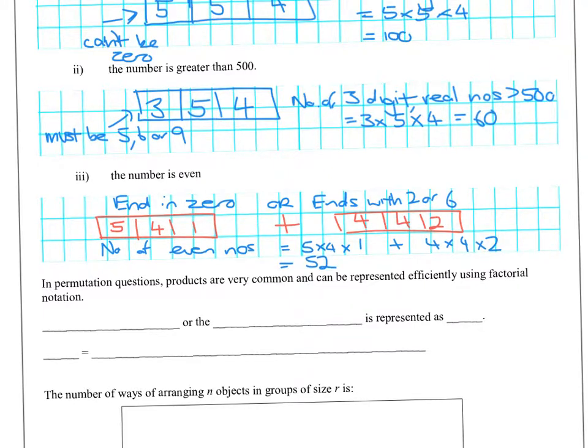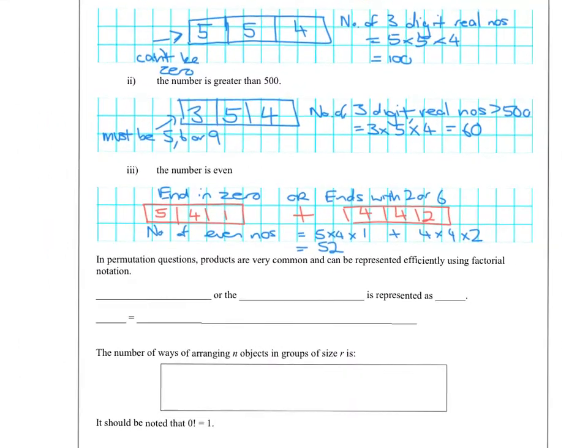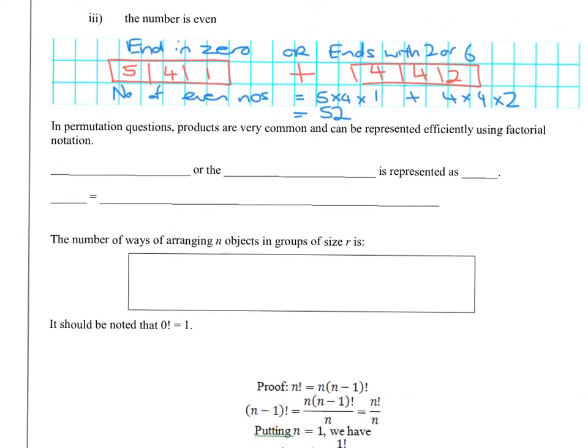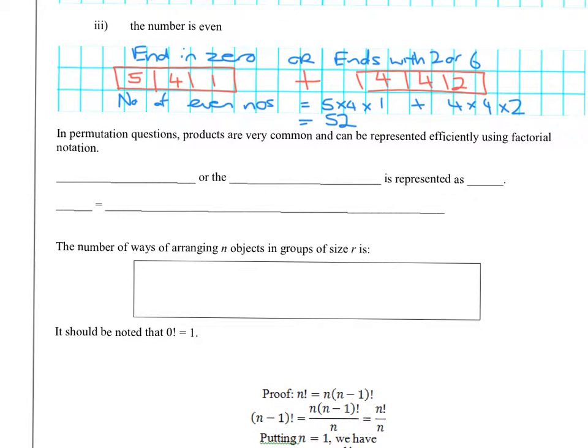Alright. Now with permutation questions, products are very common. So they can be represented really efficiently using something called factorial notation. So n factorial, or the factorial of n, is represented by the symbol n prime, we call it. Looks like n exclamation mark, but we call it n prime. So that's n factorial, or the factorial of n.